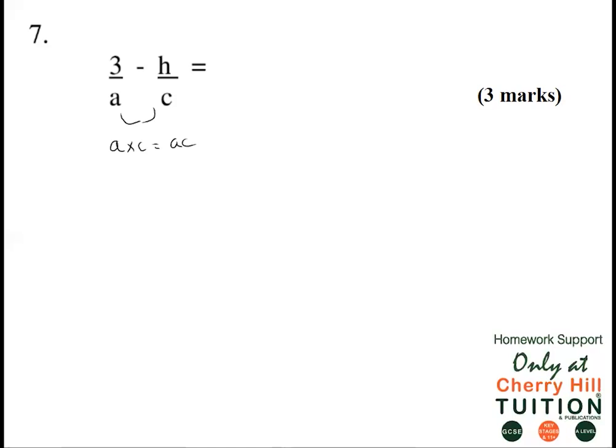So what we can do is multiply the first fraction, a by c, in order to get ac, and in fractions, whatever we do to the top, we have to do to the bottom and vice versa. This leaves us with 3 multiplied by c, which is 3c, over ac, and then we have minus. For the second fraction, we can multiply c by a and do the same at the top, leaving us with ha over ca.